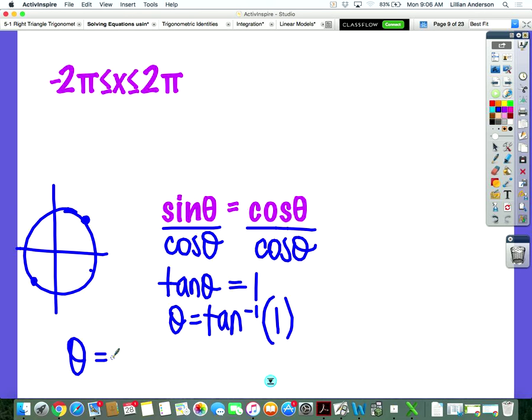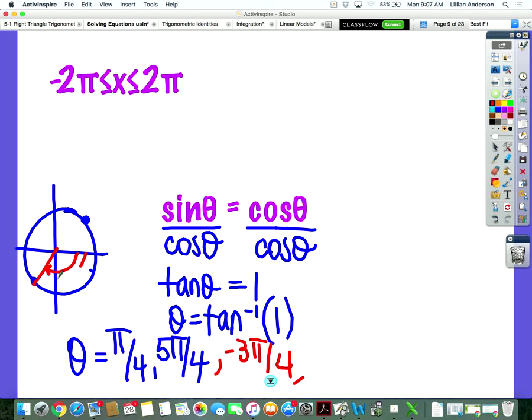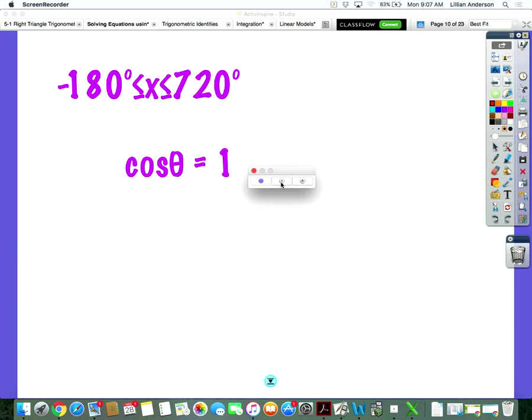So going in the counterclockwise direction, that would have been pi over 4 and 5 pi over 4. But going in the clockwise direction is not negative pi over 4 and negative 5 pi over 4. You've only gone a little bit over pi over 2, which is actually a negative 3 pi over 4. And then a negative 7 pi over 4. All right?